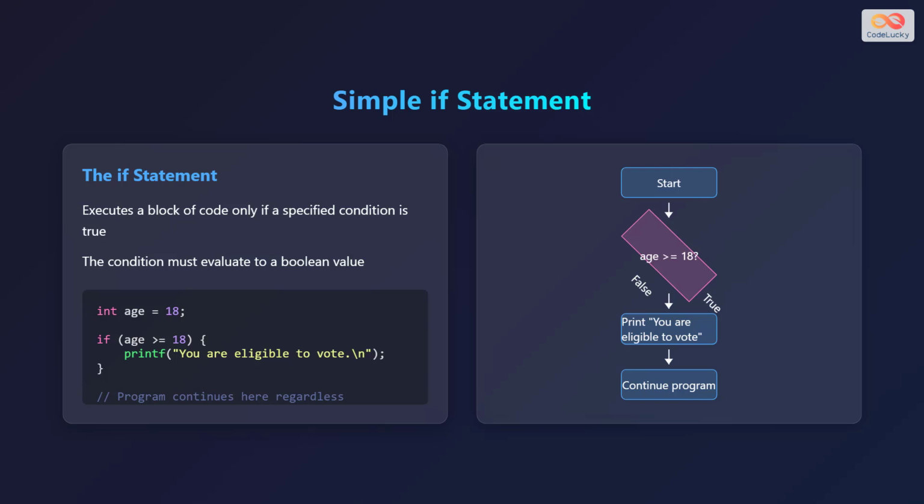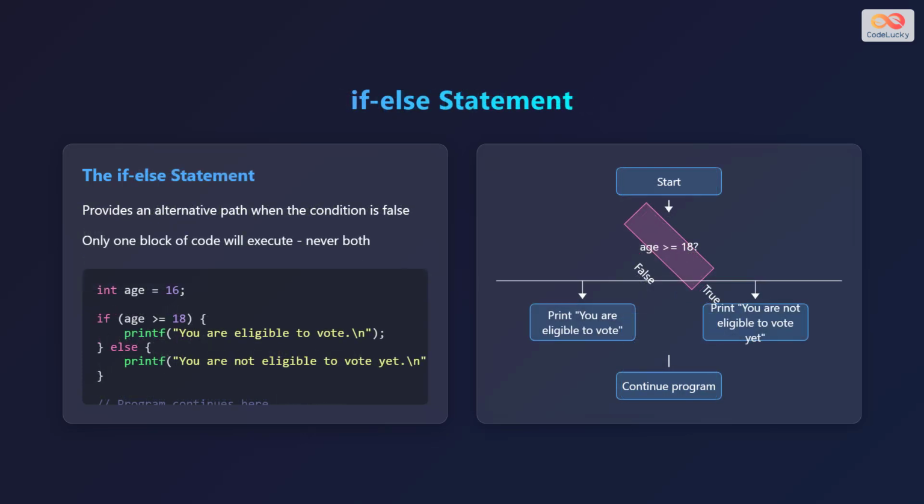On the right side, there is a flow diagram. First, the program starts. Then it checks is age greater than or equal to 18. If yes, it prints "you are eligible to vote," and then continues the program. If no, it continues the program without printing anything.